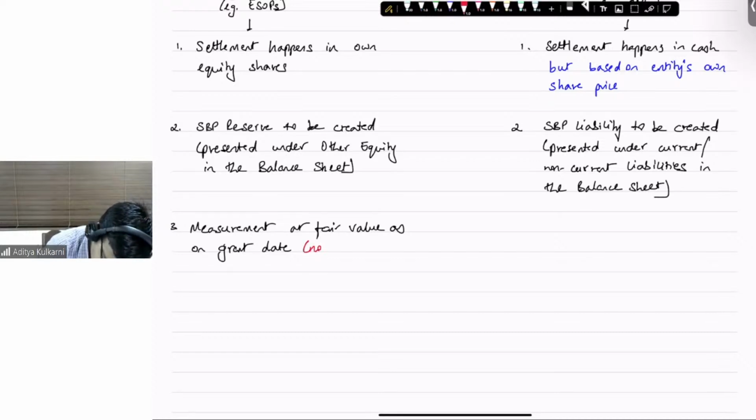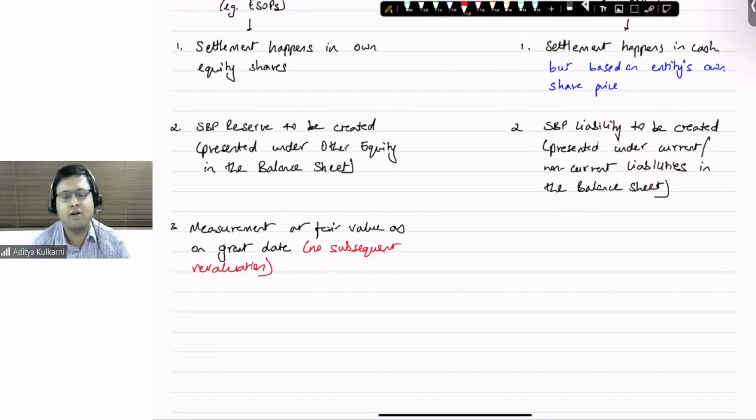Important thing to remember is no subsequent revaluation. Sir, why no subsequent revaluation? Because SBP reserve sits under other equity, which is part of my equity, and own equity can never be revalued as per GAAP principles. Okay, so this is no subsequent revaluation.